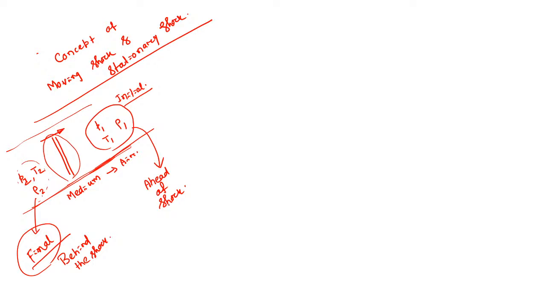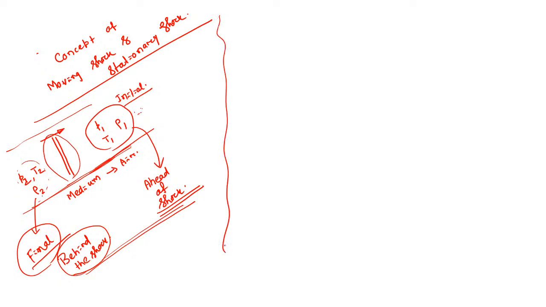Ahead of the shock, whatever gas is in the medium has not seen the shock wave, so it remains at its own initial conditions. Behind the shock means the shock wave has already crossed that medium, so the flow parameters have already been elevated. This is the terminology of moving shock: behind the shock and ahead of the shock.